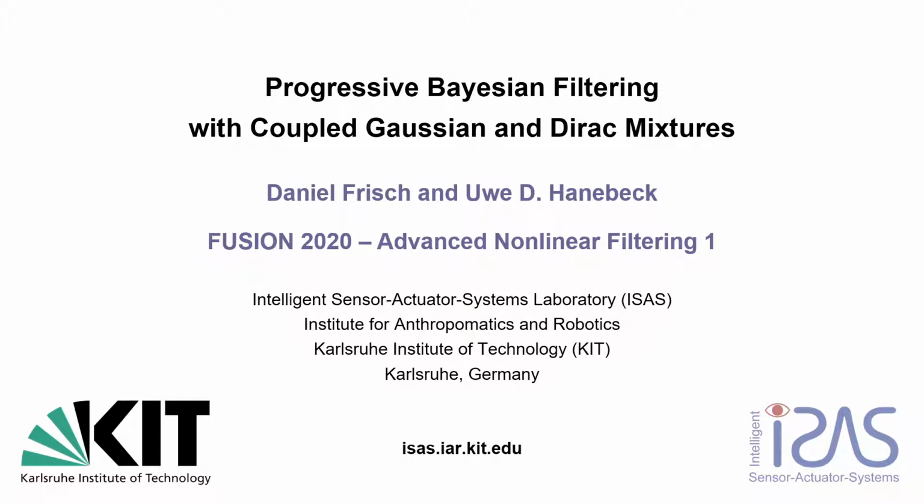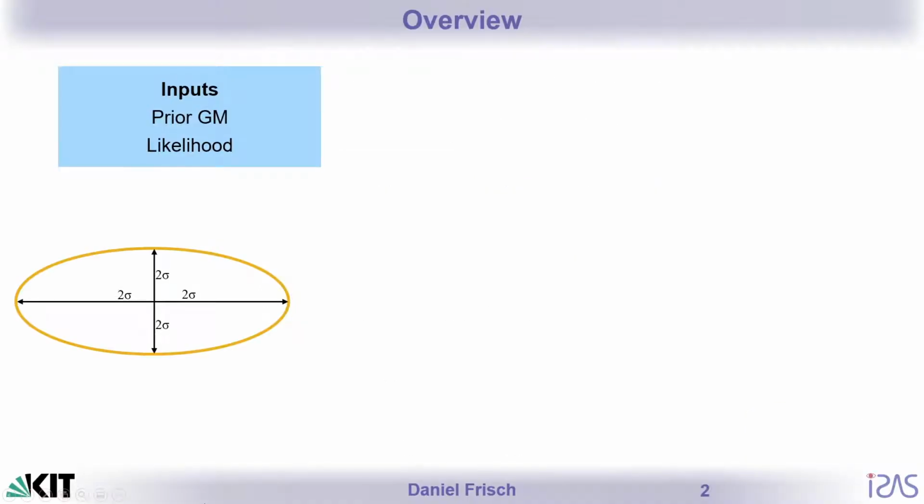And my talk in the Advanced Nonlinear Filtering 1 session of the conference Fusion 2020 will be about progressive Bayesian filtering with coupled Gaussian mixture and Dirac mixture densities. The first input argument we need for our method is the prior, given as a Gaussian mixture density.